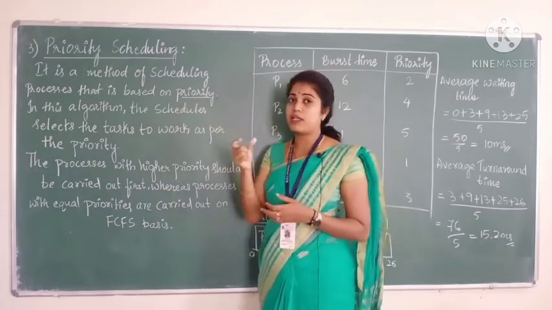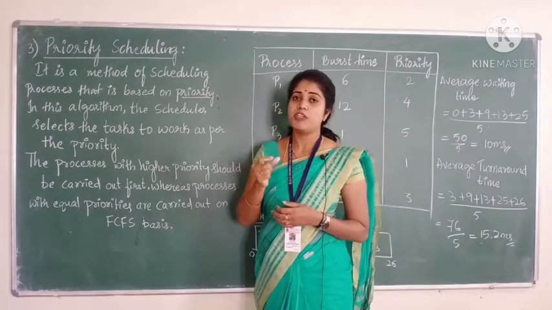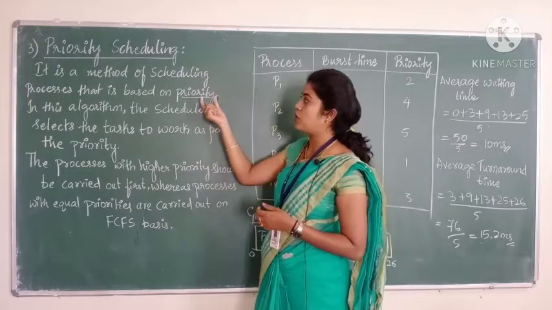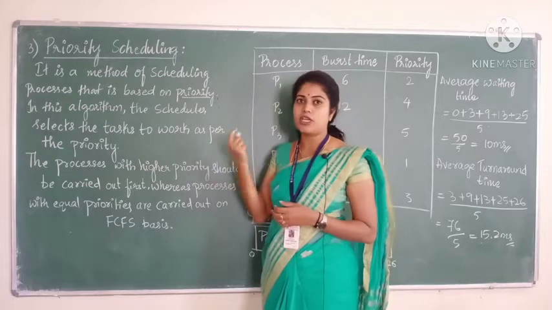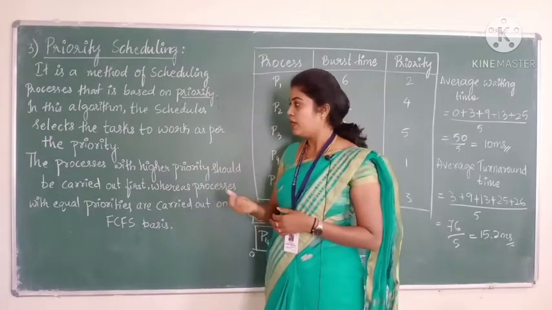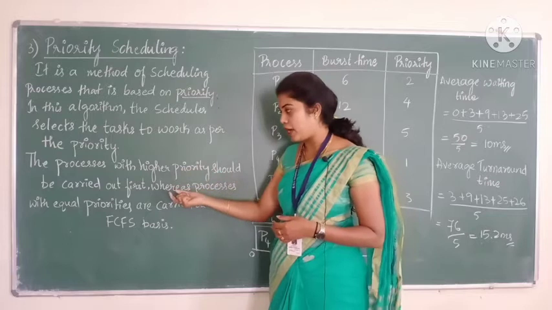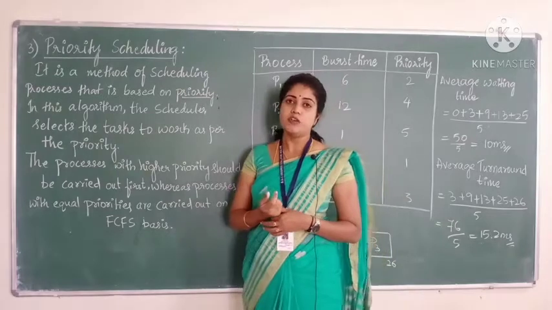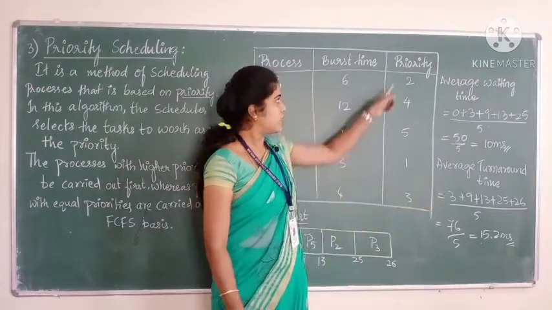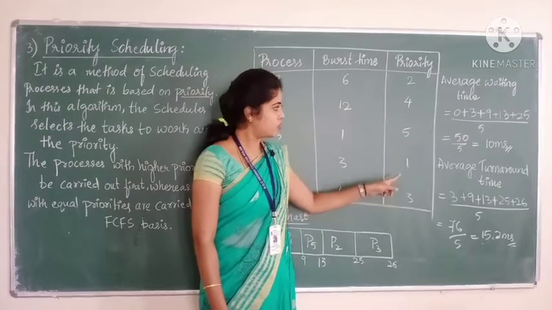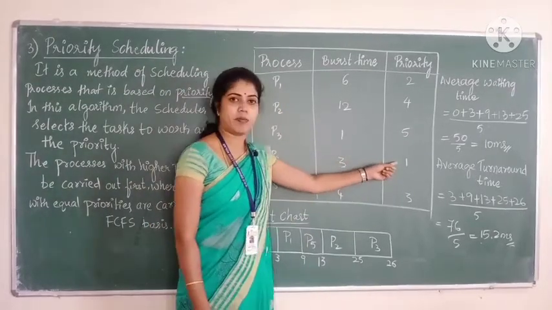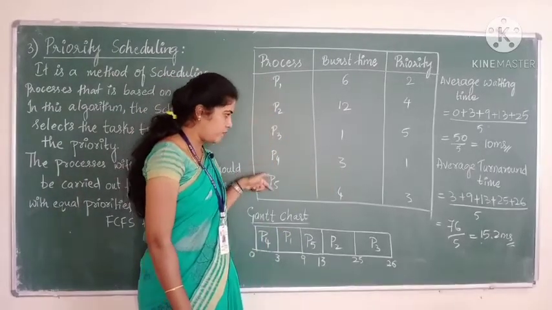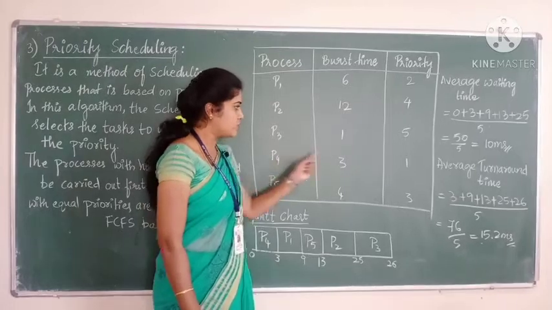Okay. So it is a method of scheduling in which the process is chosen based on priority, and in this algorithm the scheduler will select the process with the higher priority. That process will be selected based on priority and taken for execution first. The processes with the higher priority will be carried out first, whereas processes with equal priority are carried out in first come first serve order. So in this example there is a separate column called the priority column. P4 with 1 means 1 is always the highest priority. Out of P1, P2, P3, P4, P5, P4 has the first priority.